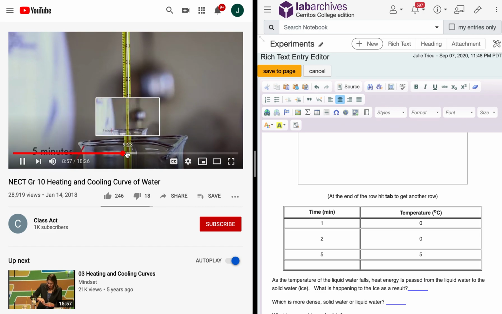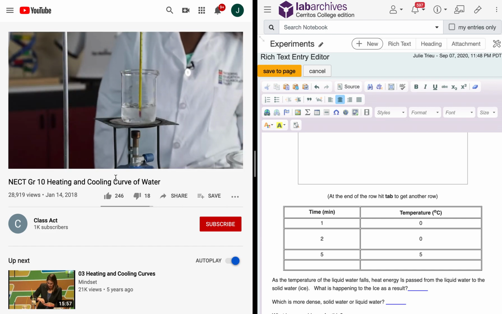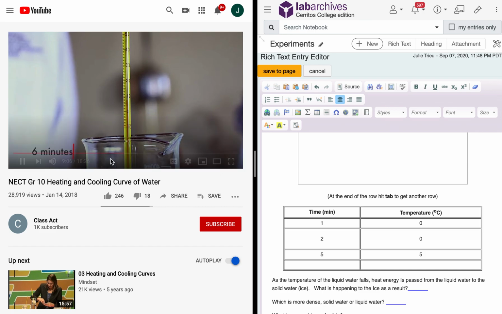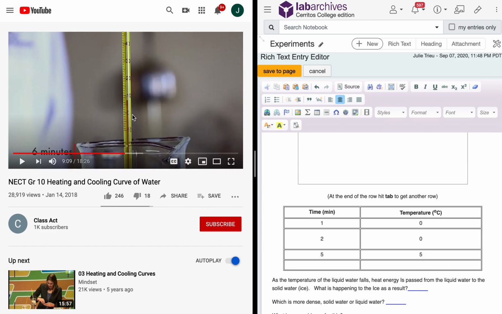Down for yourself, learners. This is what the beaker looks like at 5 minutes. This is the thermometer reading at 6 minutes. Write it down. So you can pause it, and then now you're gonna read again. So at 6 minutes, the temperature, according to the thermometer, is about 7 degrees Celsius.